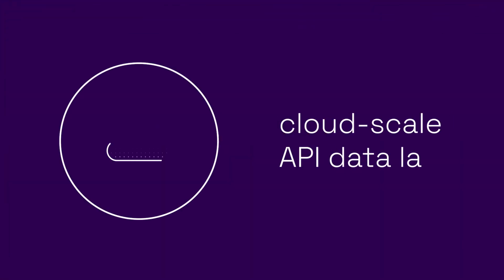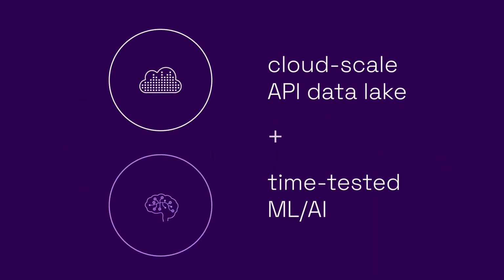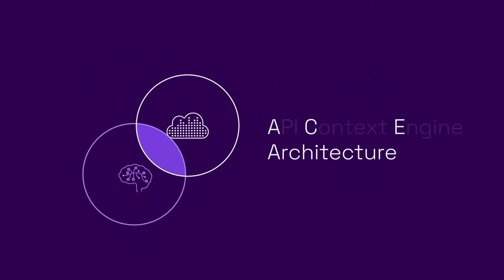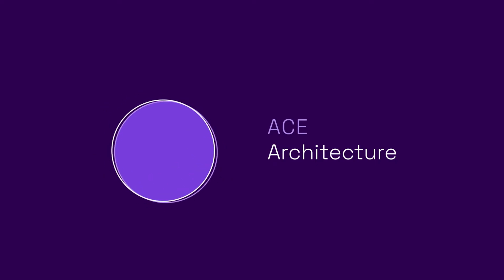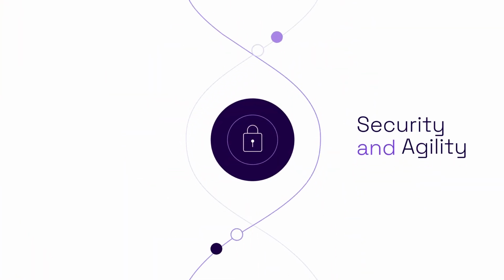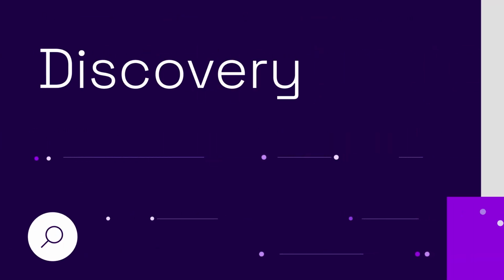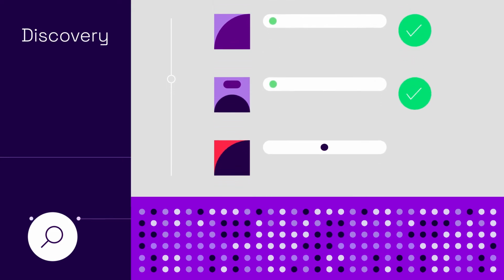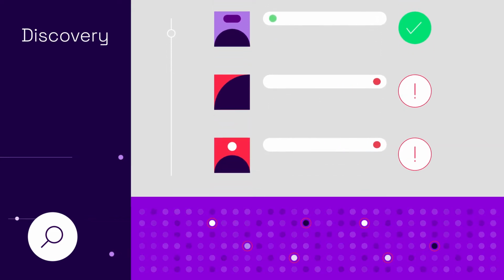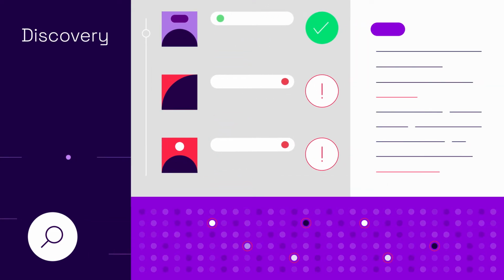SALT combines a cloud-scale API data lake and time-tested ML and AI to protect APIs across their lifecycle, removing the false choice between security and agility. SALT focuses on two primary capabilities: discovery, for a complete inventory, including which APIs expose sensitive data and full details on parameters.